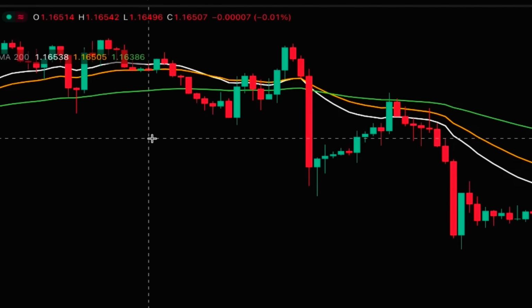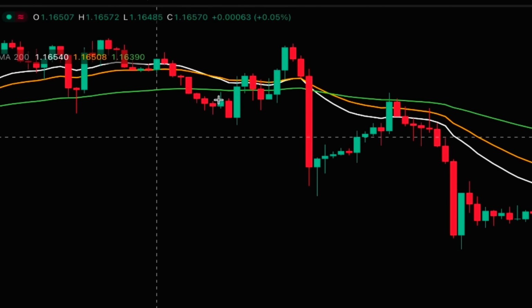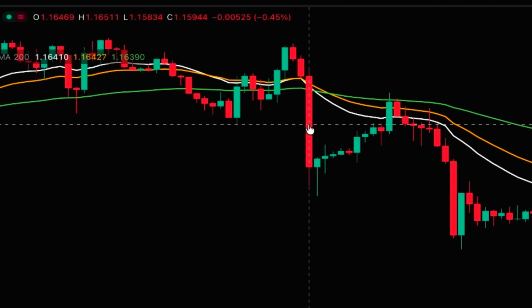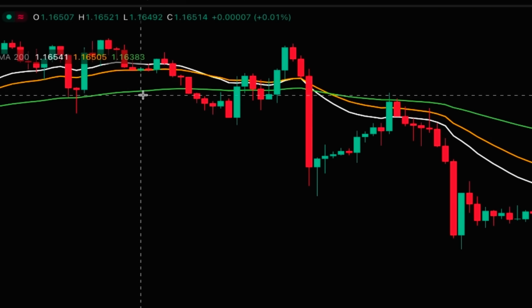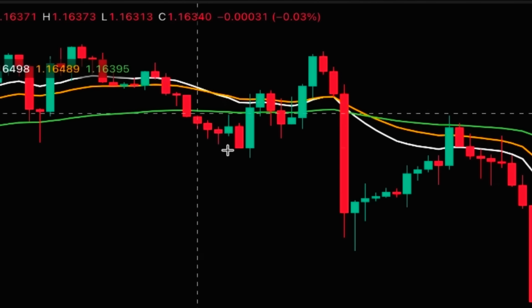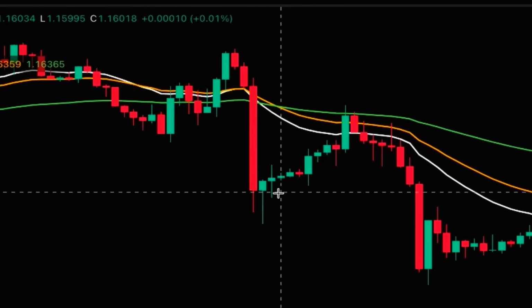We are looking for the times that the price crosses the green line and goes below the green line or above the green line. For example, here you can see that the price from above the green line crossed the green line and went below the green line. This is a short position setup. Later, I will teach you a long position setup.